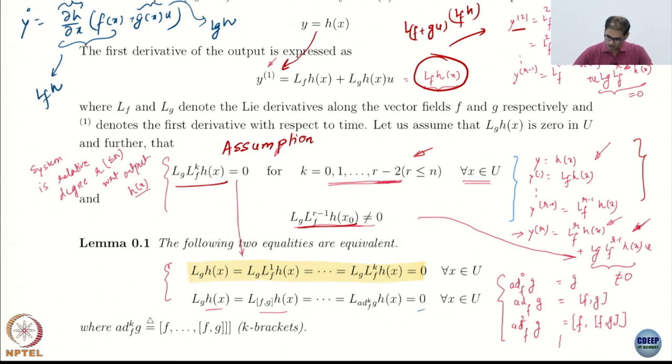In order to get to this nice linear structure, we need a few equalities. That is, in order to verify that y equal to h, its derivative, its second derivative do form new coordinates, we need some equalities. The first one basically said that if you have these quantities to be 0, that is L_g h, L_g L_f h, L_g L_f squared h, all the way to L_g L_f^k h to be 0, then it's equivalent to saying that L_g h, L_{ad_f g} h, L_{ad_f^k g} h, all the way is 0. These two are equivalent.